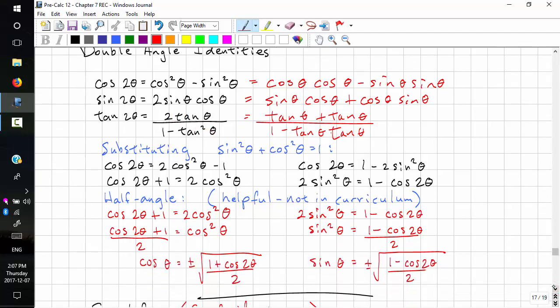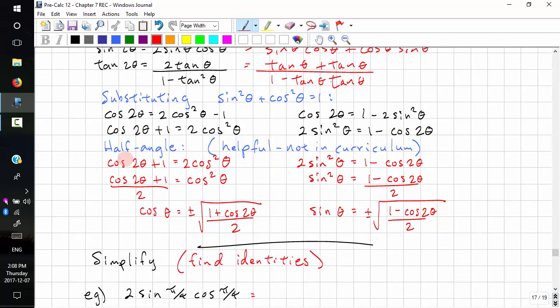Okay, from cos 2 theta, we can do some substitution. We can substitute sine squared theta plus cos squared theta equals 1, and we come up with more formulas. So we have cos 2 theta equals 2 cos squared theta minus 1. Cos 2 theta is also equal to 1 minus 2 sine squared theta. And we can also get cos 2 theta plus 1, that's just moving the 1 over to the other side, equals 2 cos squared theta. This time we'd swap the sine and the cos 2 theta, so we get 2 sine squared theta equals 1 minus cos 2 theta. It's always important to be able to prove these things so that we know that they're true and not just take it for granted.